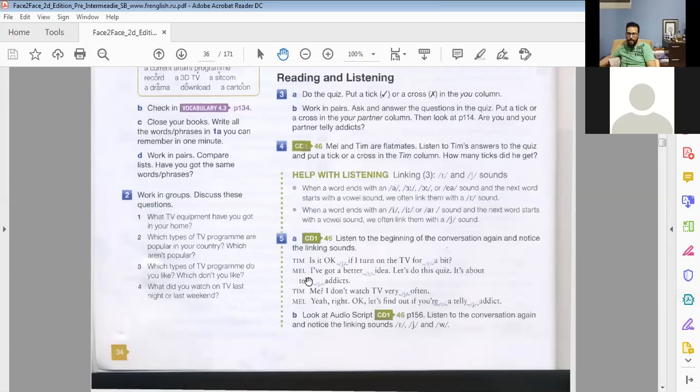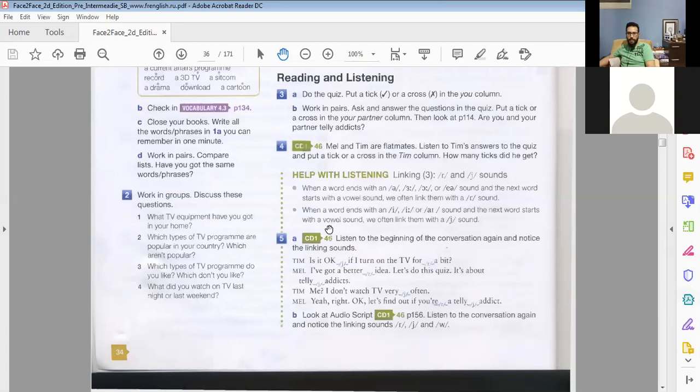The same thing here again: I've got a better idea. So the R becomes clearer than usual. This is what I'm trying to say. So this is for the letter R.